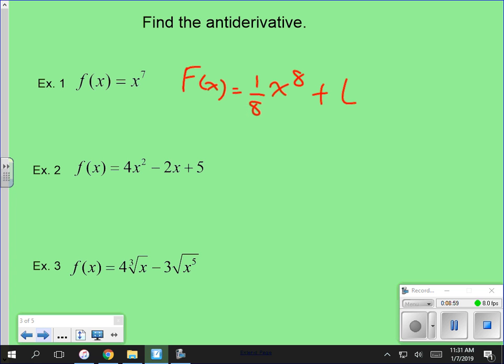Second one, same idea. Do them one at a time. The antiderivative of 4x squared. Well, that would be x cubed. Increase the power by 1. Then I'd have to have a 1/3 in front to counterbalance this, and I've got the 4 here. So what I'd have to have is 4/3 x cubed. That's the antiderivative of 4x squared.